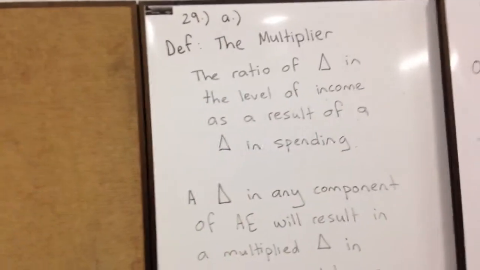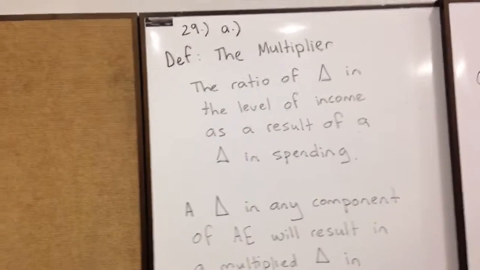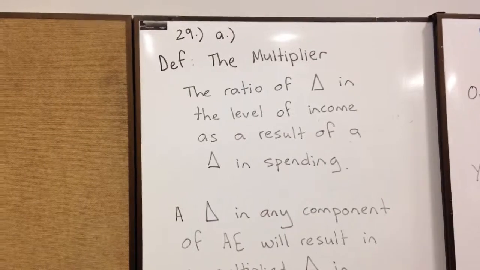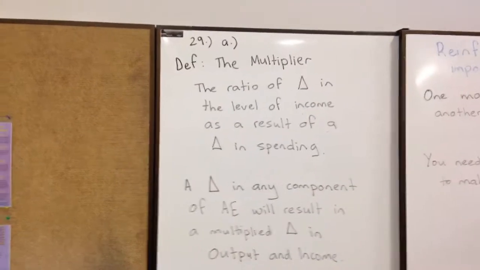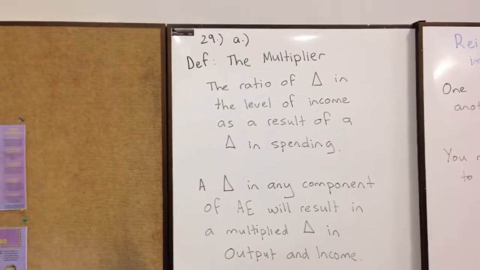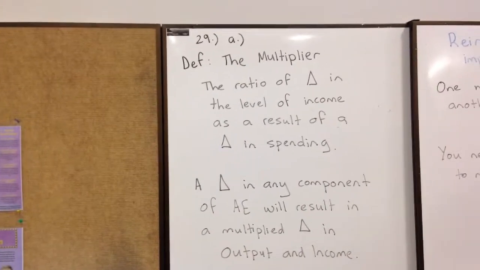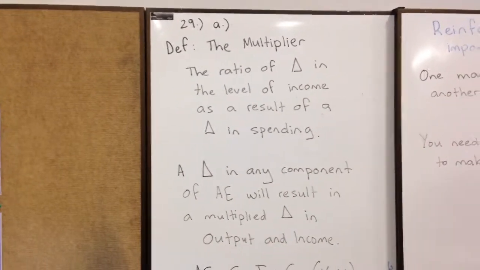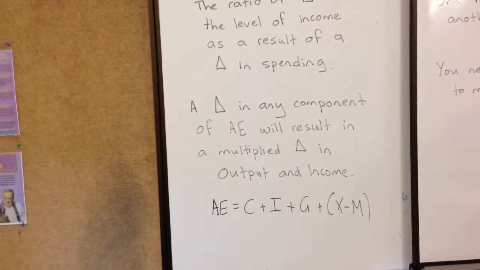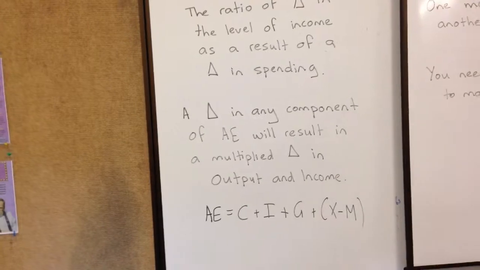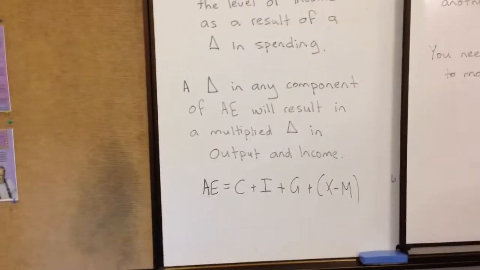As a starting point, it's really important that you define the multiplier as precisely and accurately as you can. So the definition of the multiplier is the ratio of change in the level of income as a result of a change in spending. That would be 1 mark for your definition, but you also need to provide a little bit more supporting explanation.